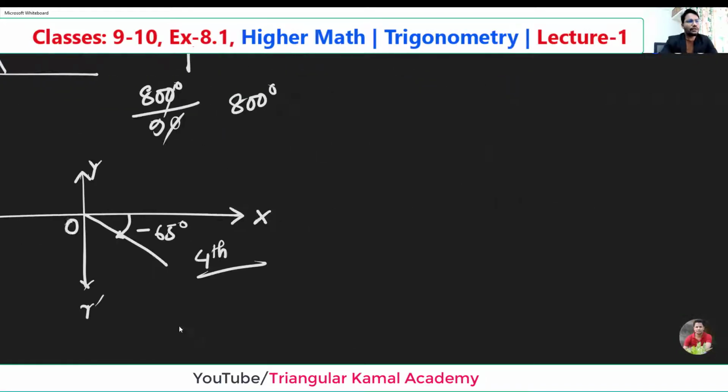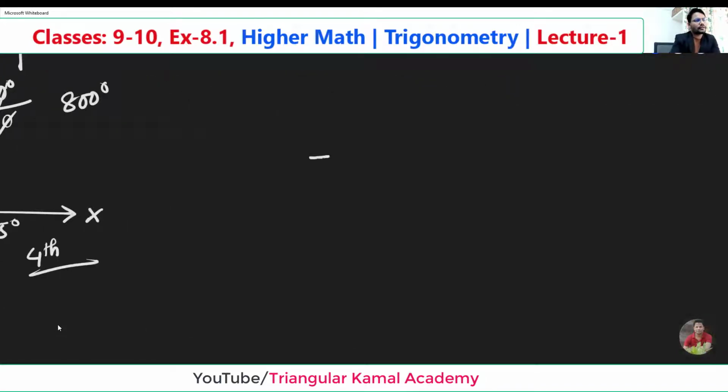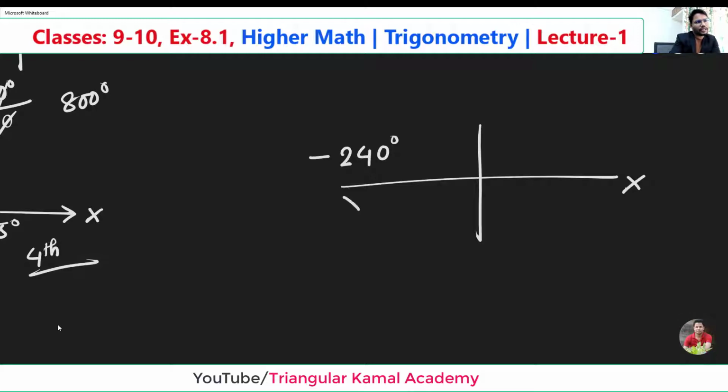In the same way, if we draw here another angle like 240 degree, minus 240 degree. So now this is the positive x, positive y, and the negative y. Started from the origin, x is positive of the x-axis. So it's now a negative angle. That means it will be clockwise.